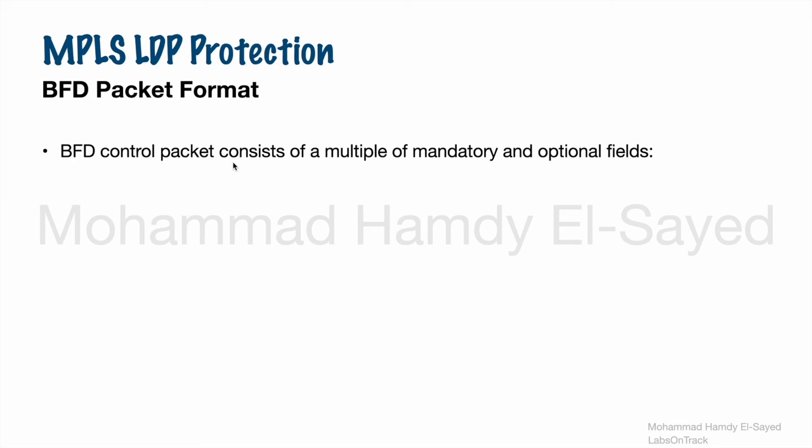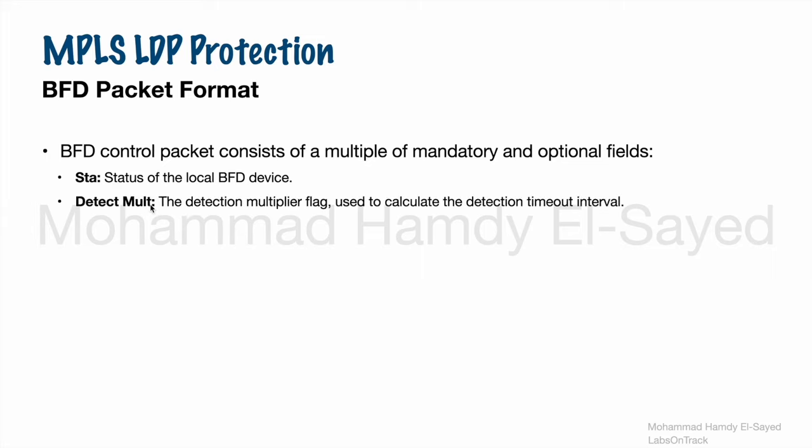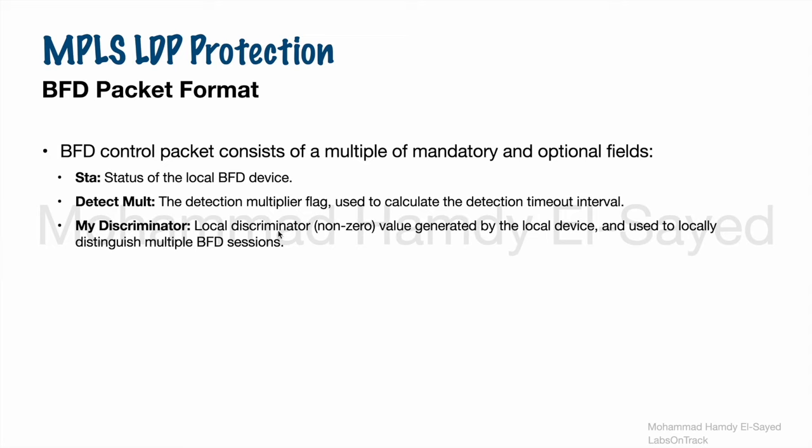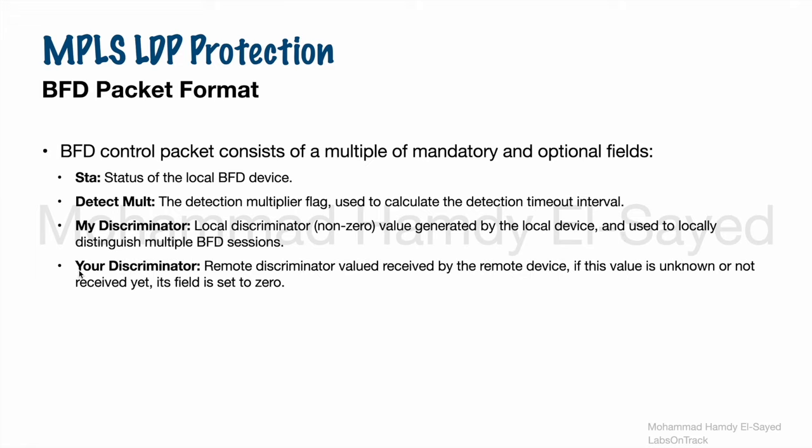A BFD control packet consists of multiple mandatory and optional fields, like STA, which is the status of the local BFD device, sent in the BFD packet. The detect multiplier is the detection multiplier flag used to calculate the detection timeout interval, as we said previously. My discriminator is the local discriminator, a non-zero value generated by the local device and used to locally distinguish multiple BFD sessions. Your discriminator is the remote discriminator value received from the remote device. If this value is unknown or not received yet, the field is set to zero.